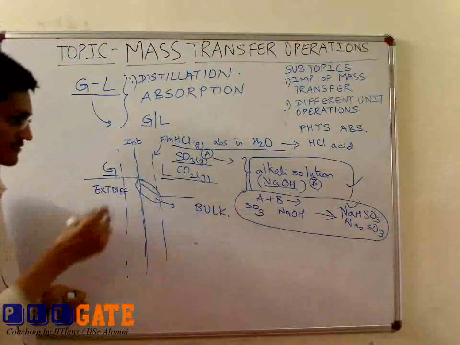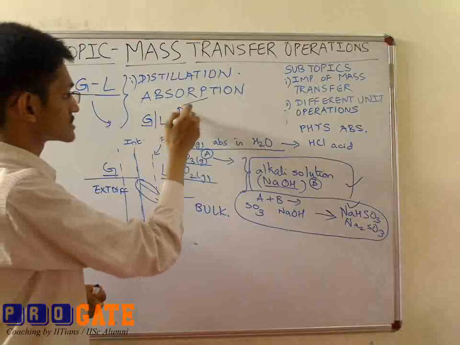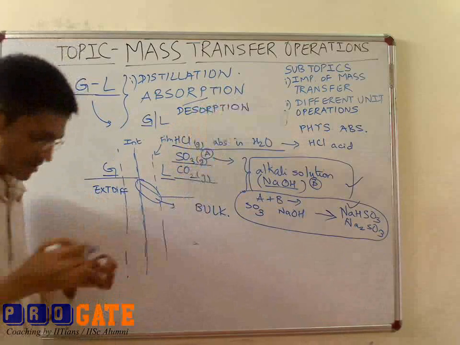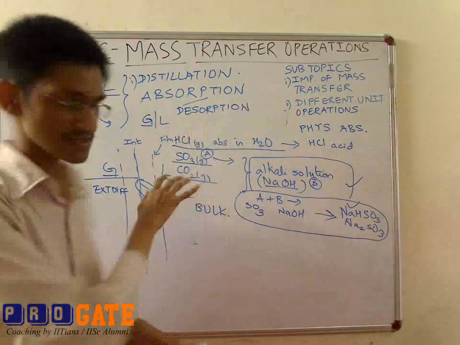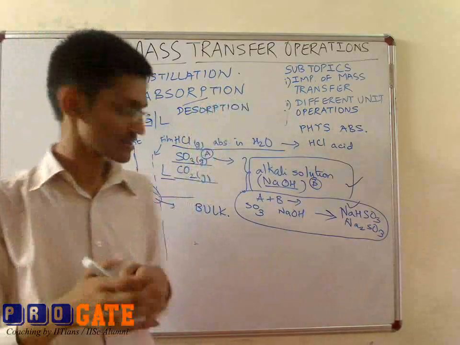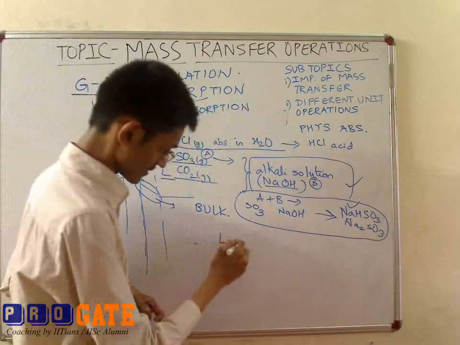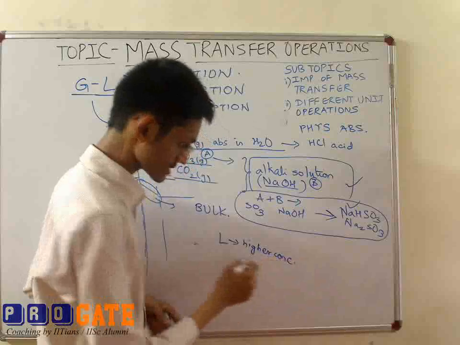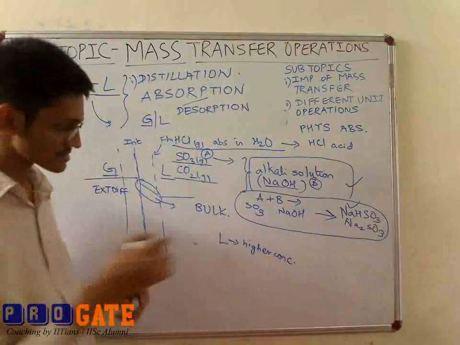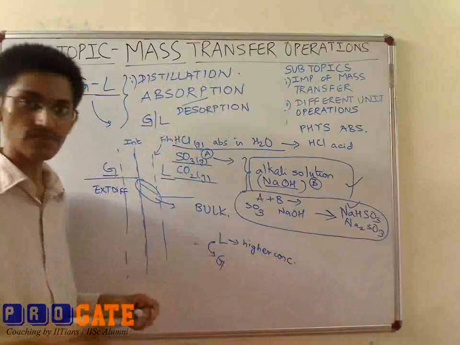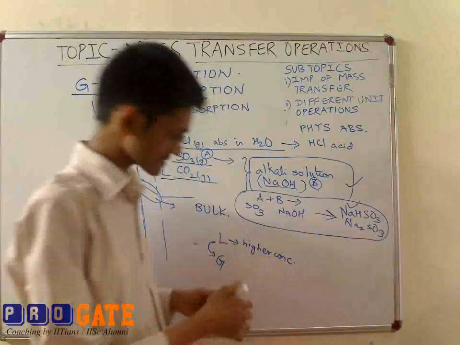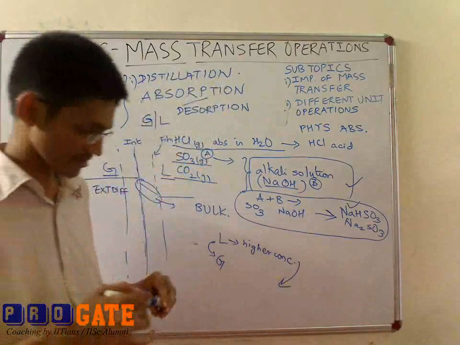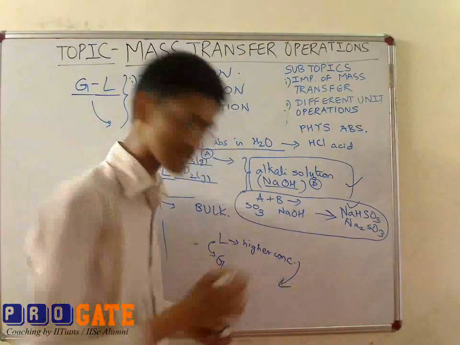Within absorption, we may have conditions like desorption. Desorption is, you have a liquid phase in which gas is dissolved. Now this liquid phase is at a higher concentration of the solute. Solute is nothing but the dissolved gas. When this liquid phase is brought in contact with a gaseous phase, the dissolved gas tends to move from the liquid phase to the gaseous phase.